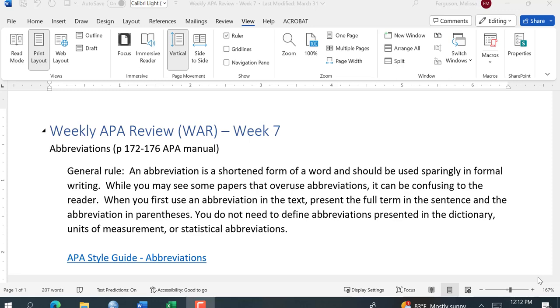Hello, and welcome to this week's war activity. This week we're going to be covering abbreviations. Abbreviations are important to be used properly in your APA style writing.